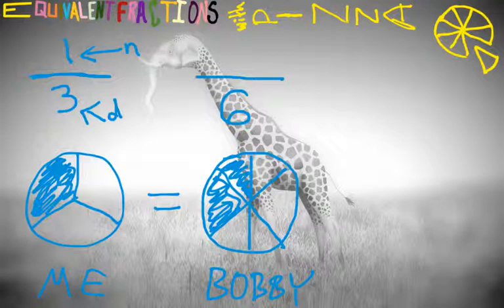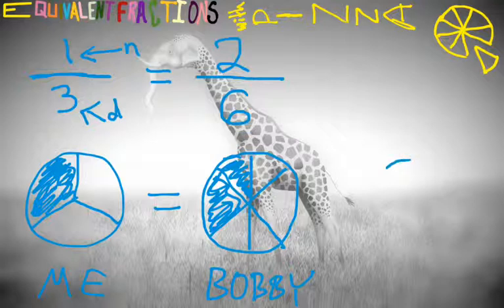But in Bobby's pizza, he didn't just eat 1 piece. How many pieces did he have to eat the same amount as me? Well, Bobby had to eat 2 pieces. And so he ate 2/6 of his pizza. But 1/3 is the same thing as 2/6, or it's worth the same at least, because they're equivalent fractions.